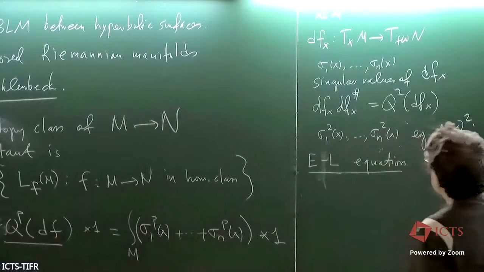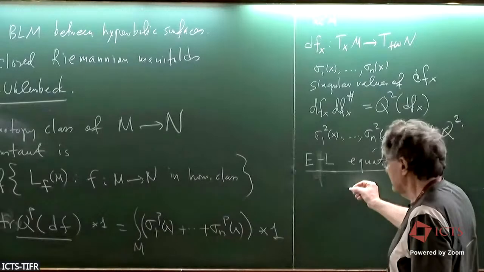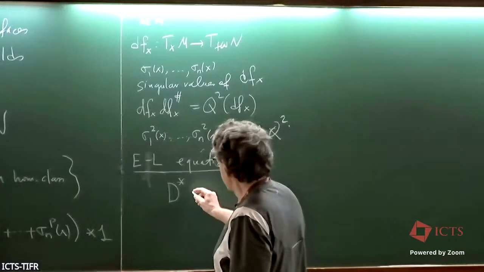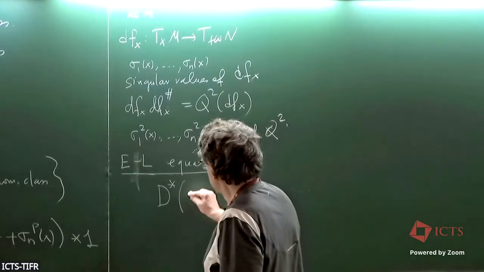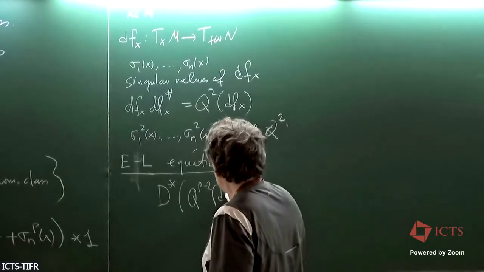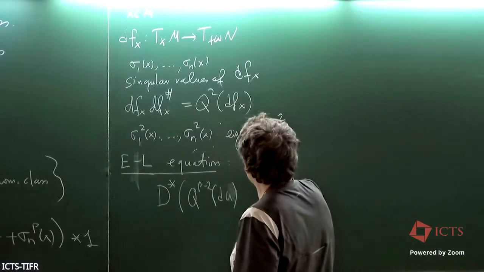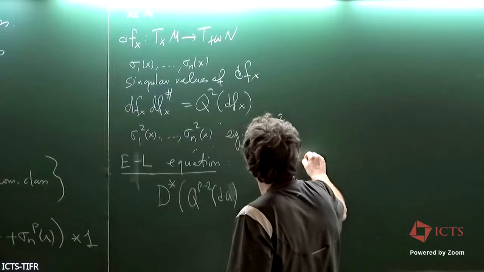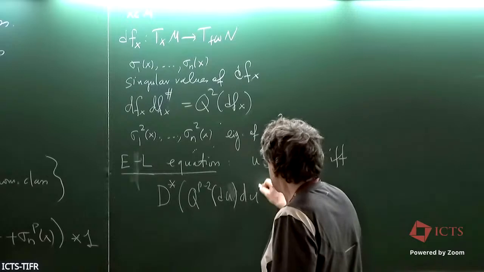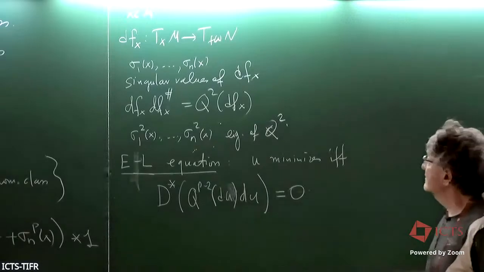Which is actually, I write in global notation, I want coordinates, this is D star again of Q to the P minus 2 du. This U is a Lagrange, so U minimizes, if du is 0. So let's see what this means here.